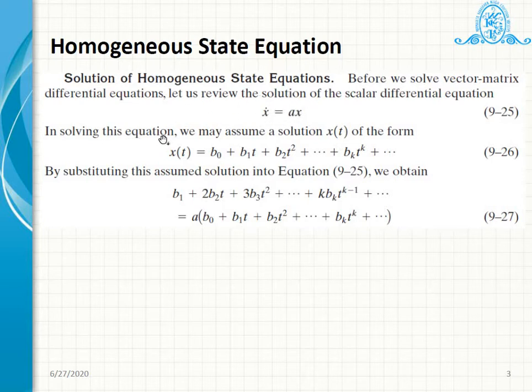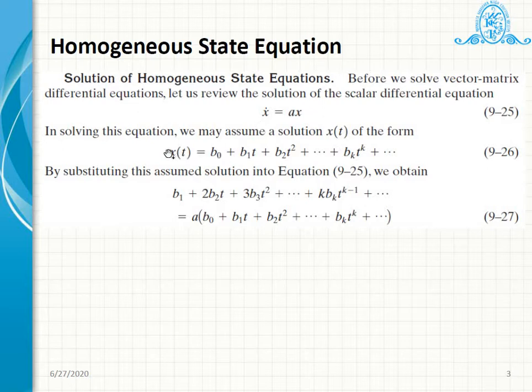So in solving this equation, we may assume that the solution x of t is of this form. x of t is equal to b0 plus b1 into t plus b2 into t square plus up to bk t raised to k plus up to infinity. So let us assume that this is the solution of this scalar differential equation.